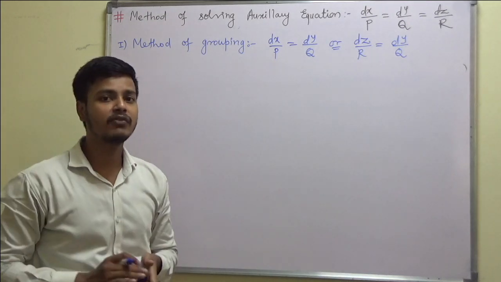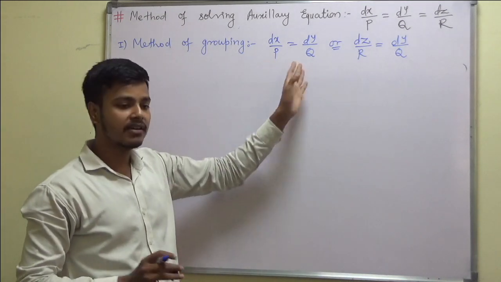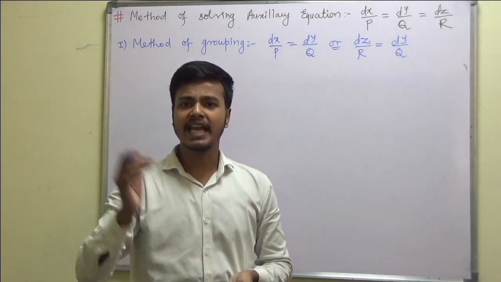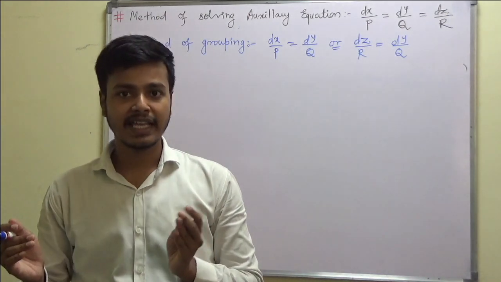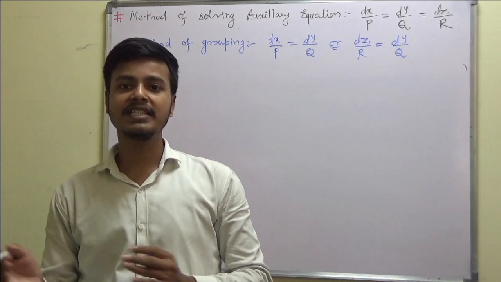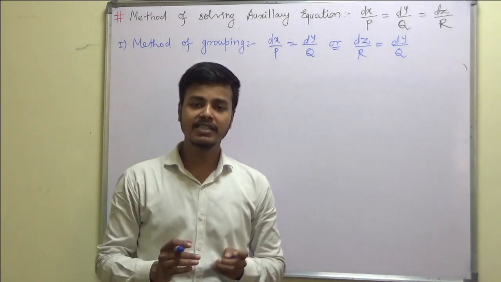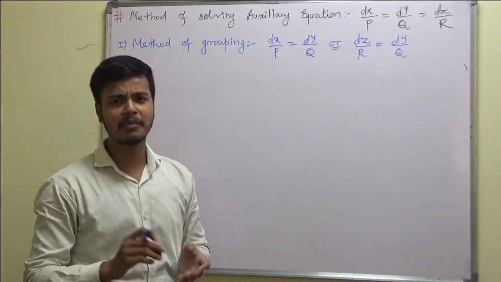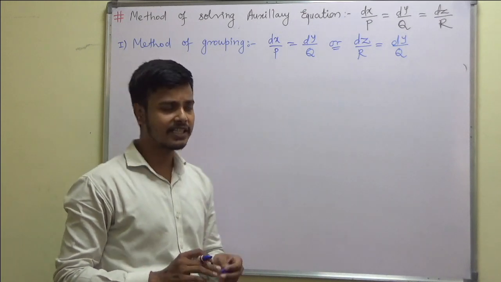This method says you just club the two ratios, cancel out the terms if they cancel out, and just integrate to get the integral solution. That is a very simple method. When you solve problems, you will find it very easy.